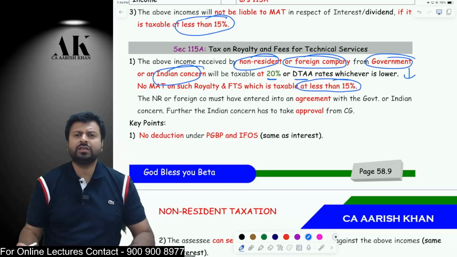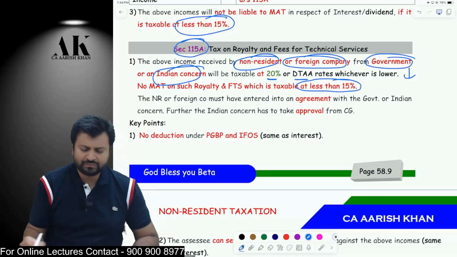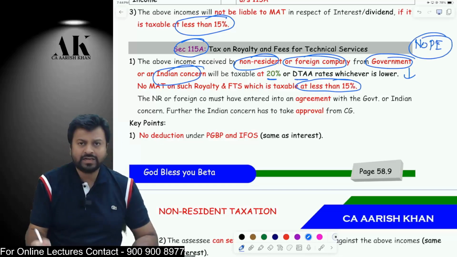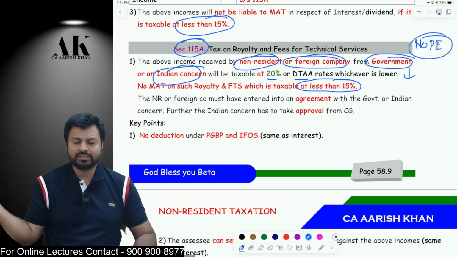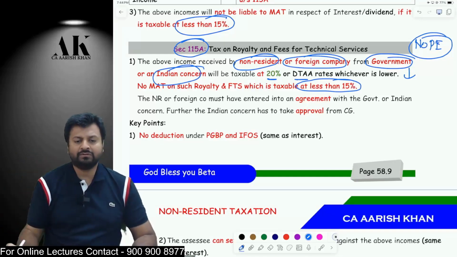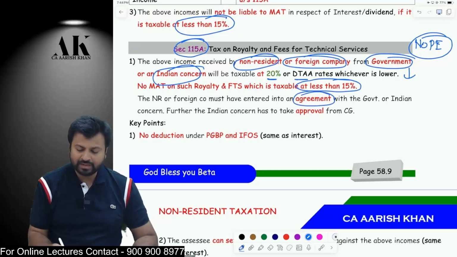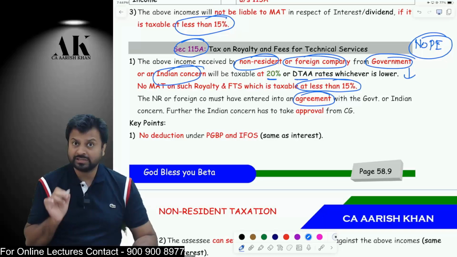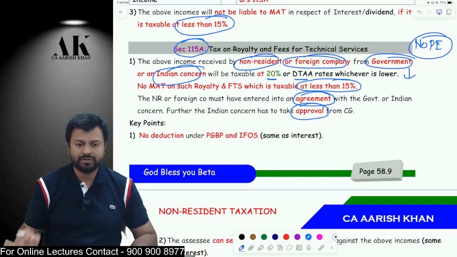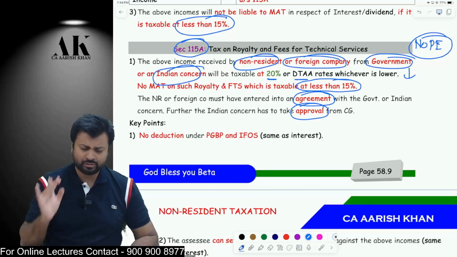One very important thing you have to keep in mind. If you want to come in 115A, there are a few things to be kept in mind. The non-resident should not have a PE in India. If there is a PE in India of the non-resident, then the non-resident will go to 44DA. If the non-resident does not have a PE in India, it will come in 115A. Plus, there has to be an agreement which has been signed by the non-resident and which has to be approved by the central government. Unless there is an agreement approved by the central government, you cannot come in 115A. Okay, I hope it is clear to all of you.